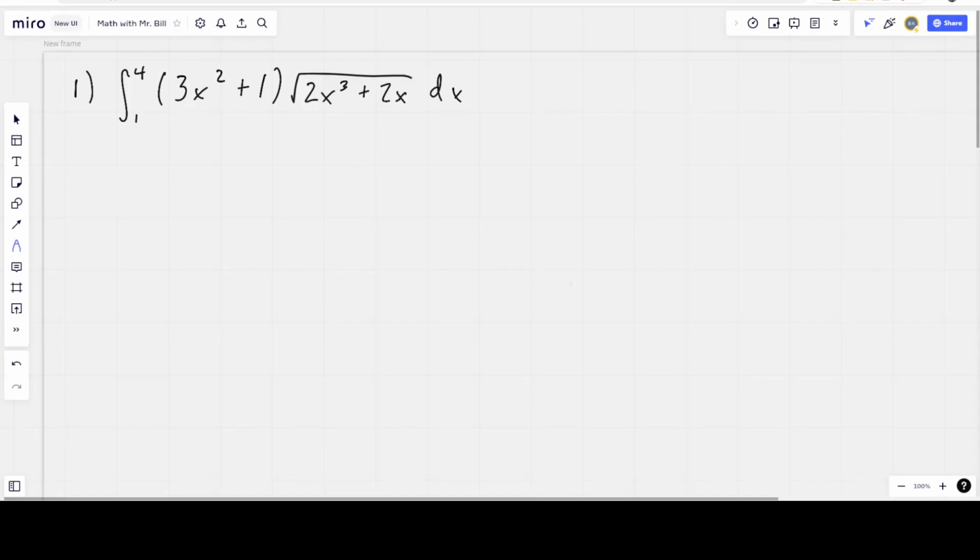Today we're going to be looking at a series of problems from calculus, several integration and integration application problems. So the first one we're going to look at is a fairly typical integration problem. It's going to involve some u-substitution and then an evaluation.